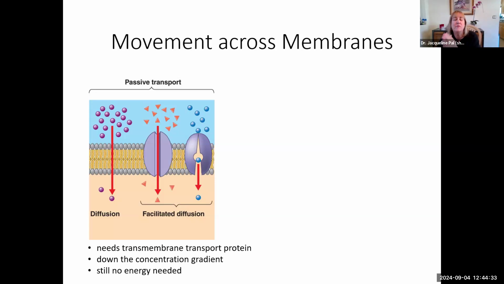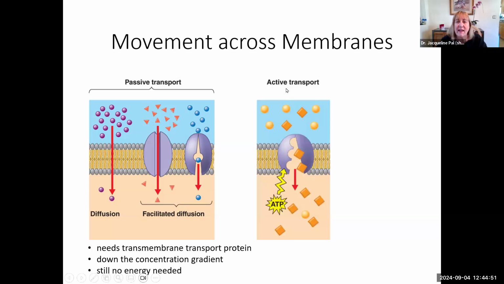Now, what happens if you want to go up a concentration gradient? Like envision yourself at a concert and it's very crowded up there. You're at the doorway. You just want to push and shove your way in. Okay. Do you see how you're going to have to push and shove? It's going to take energy to get in. So that is going to be called active transport.